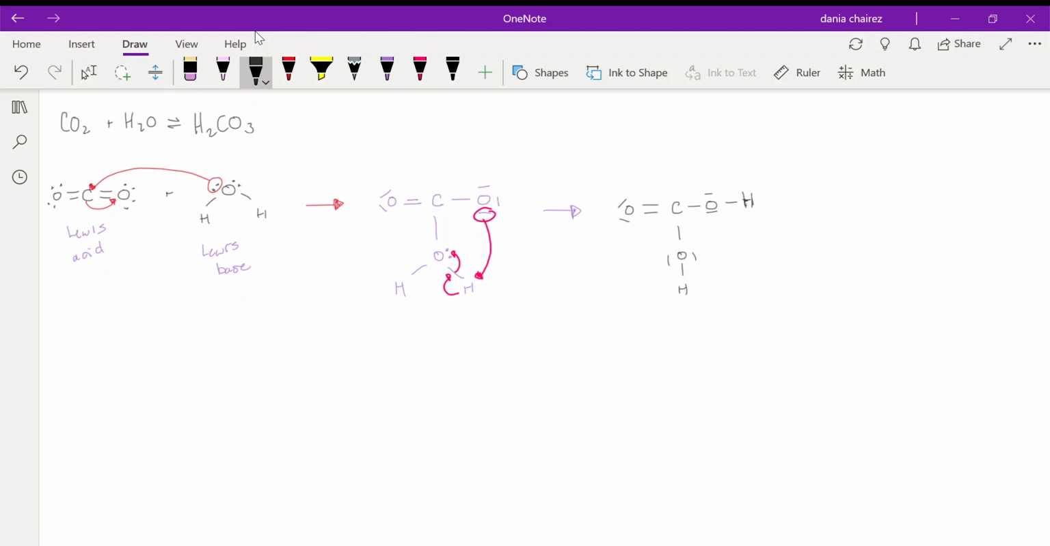But yeah, this is just a long intermediate step, but all you guys need to know is that this is my Lewis base because it's donating the electron, and this is my Lewis acid because it's accepting the electron. So yeah, that's pretty much it for Lewis acids and bases.